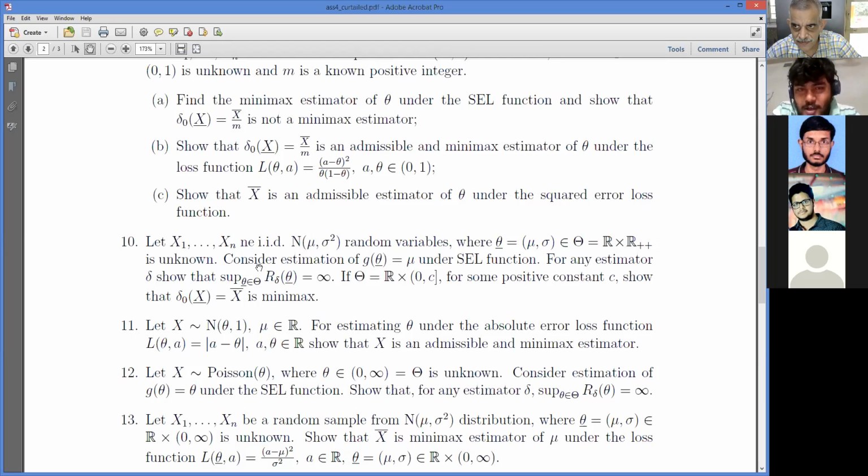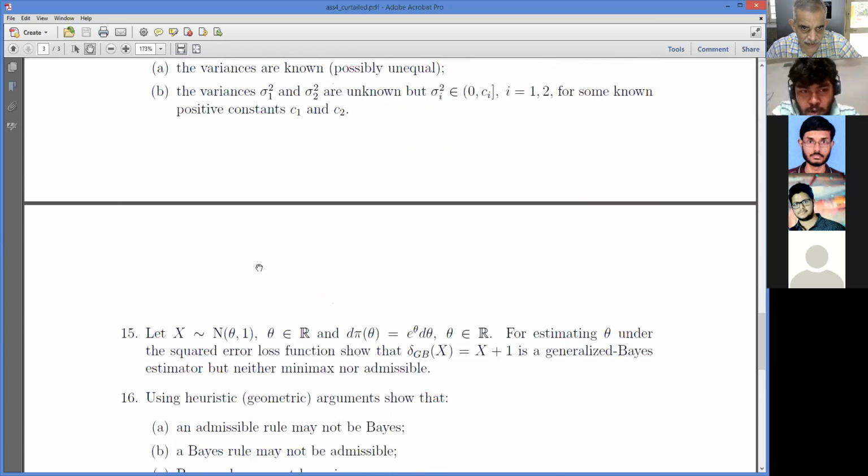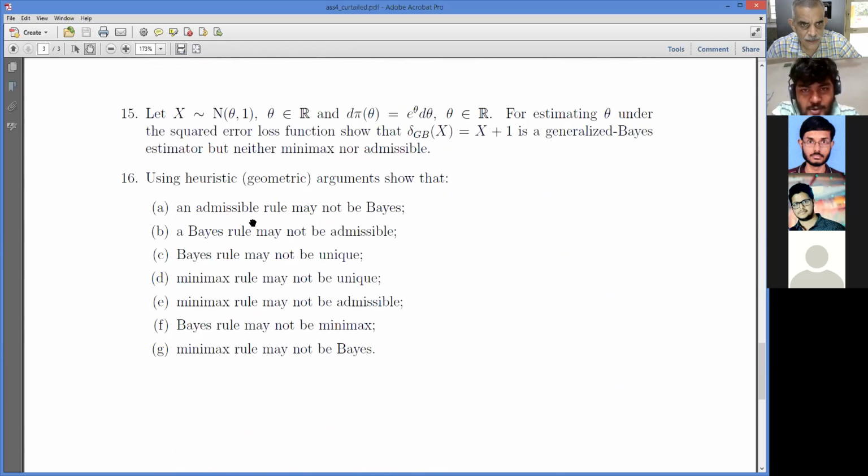Sir, I only solved the first 14 problems, and there are 2 more problems, 15 and 16. You can forget about 16. Okay, sir. Means I have to do 1 more problem. 15 is straightforward, right? There you don't have to do anything. Okay, sir.